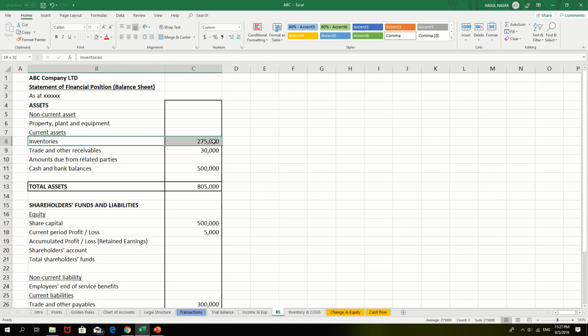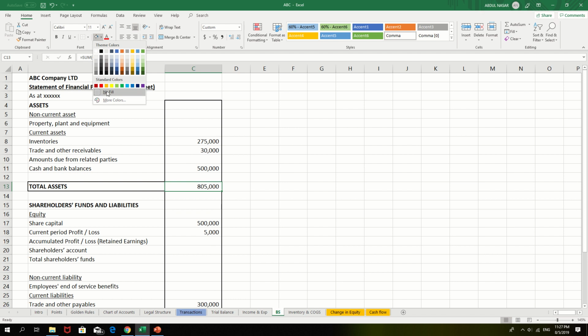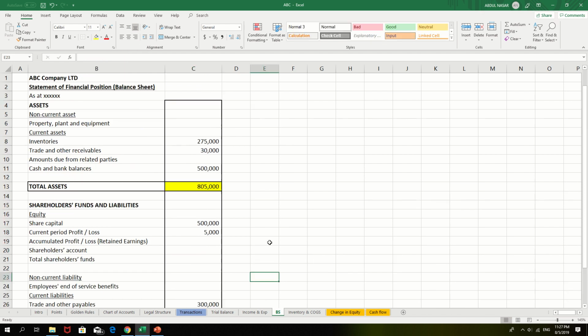So inventory decreased, trade receivable increased, because this was 300, now 275, because 25,000 stock has gone from inventory, and the trade receivable came in. This 25,000 gone, this 30,000 came in. The balance 5,000 is our profit, gross profit. So this balance sheet tallied, 805.